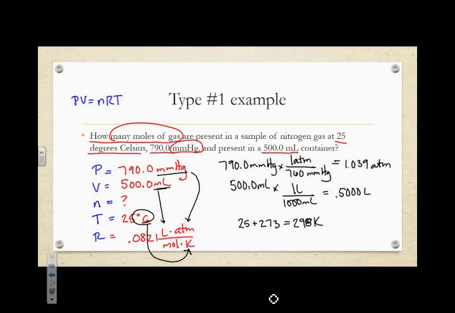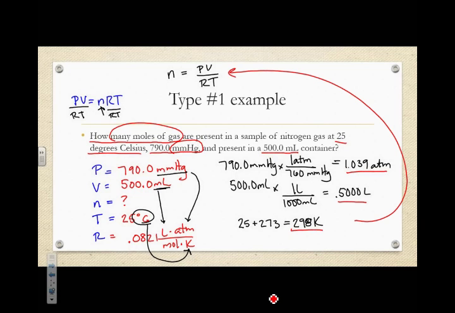Now I'm ready to do some algebra. I need to solve for my variable, and so I'm just going to divide both sides by RT to move everybody over to one side. So I end up with n equals PV over RT. And now I can take this information that I have and plug it in to my equation. And now I've just managed to remove any space that I had to do this. We'll see if we can do it up here.